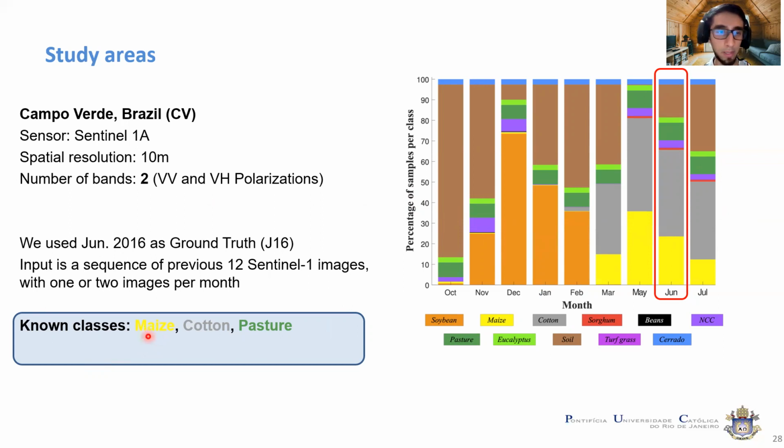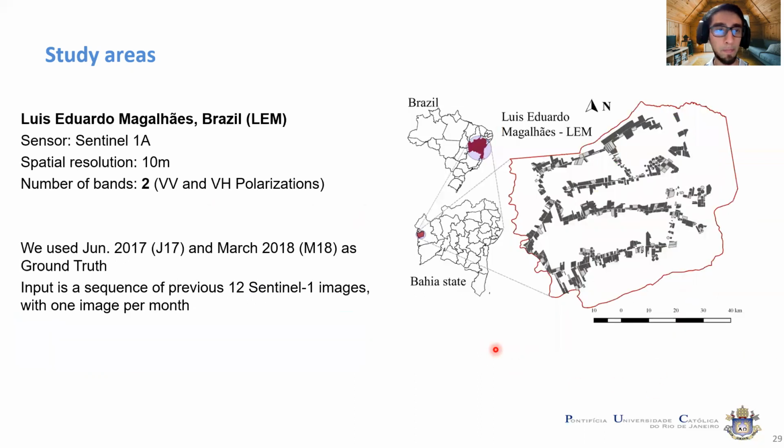For our experiment, we consider as known classes the important classes, these three, corresponding to the classes with the largest amount of samples. The remaining classes we expect the network to classify them as unknown.